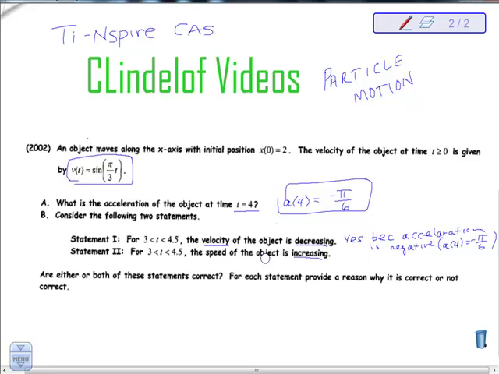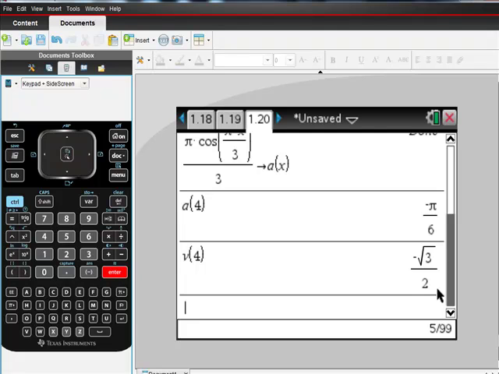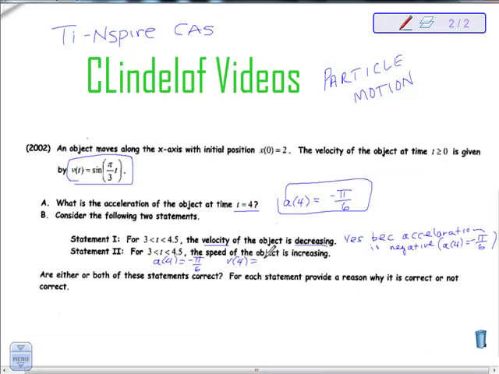So we have that. The speed question is a different question though, right? So I'm going to say that a of 4 equals negative pi sixth. And then I want to evaluate v of 4. I'm choosing 4 because it's some value in this interval. So I go back to the calculator and take v of 4, and v of 4 equals negative square root 3 over 2. Both are negative. So speed increases. Got to get that right.